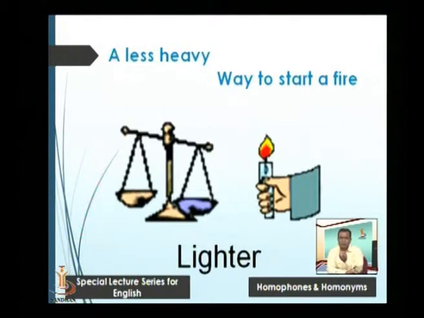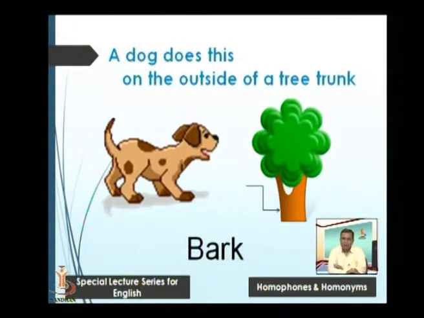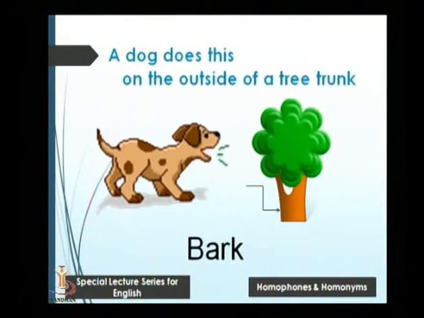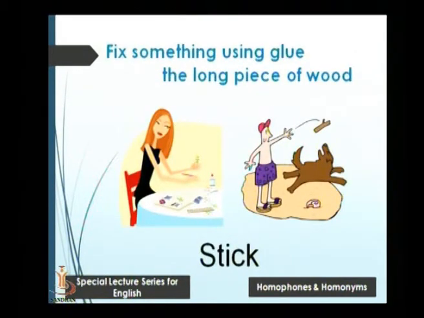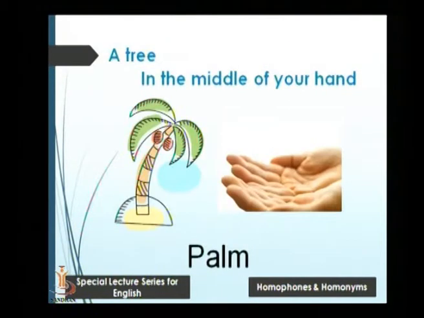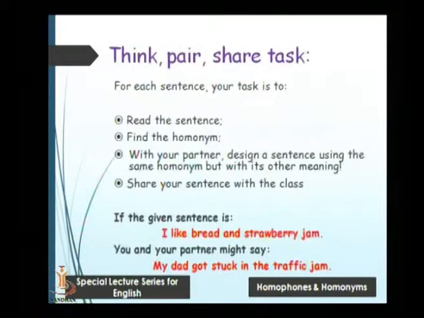Lighter, something that is of less weight in comparison to something, so lighter, take lighter food. Lighter is also used for putting light to something. Lighter for smokers, they use the lighter for burning their cigarettes. Barking, a dog barks, and this word is also used in the context of a tree. Sticking means fixing something, and stick is also a part of wood. Palm, it's the name of a tree, and also refers to the part of our hand, palm.